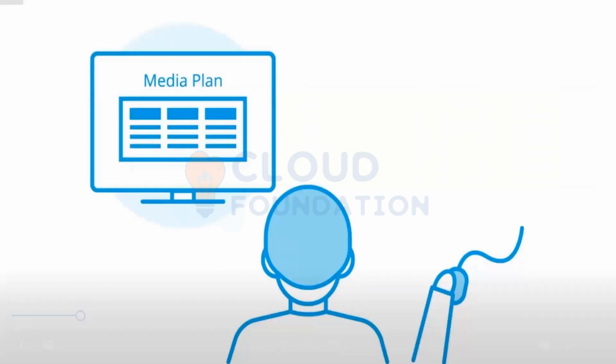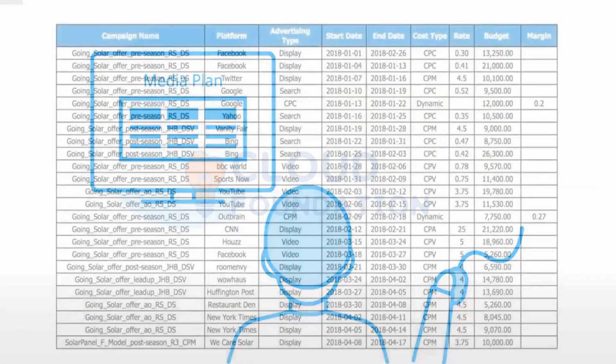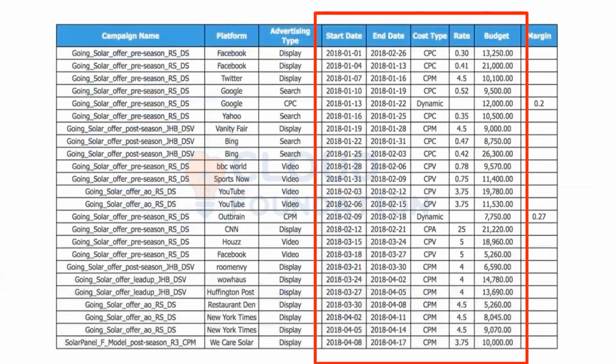And a media plan has some important aspects. Those are start date, end date, what is the cost type, what is the rate, and what is my budget. Okay, so if it's a CPC, what is the rate at which I want to run, what is my budget, and when, what is my start date and end date, correct. If it's a CPM, what is the rate at which I want my cost per CPM to happen, and what is my budget.